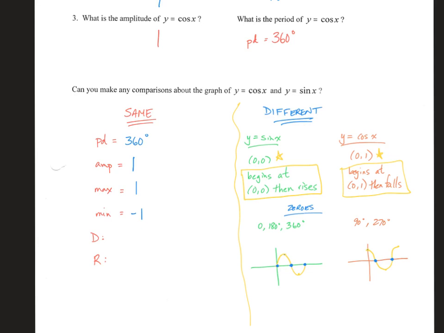What is the domain for each one of those curves? You could sub in any value for x that you wish, and we can calculate it. What is the range for each one of those? We go from -1 up to 1 in each case.